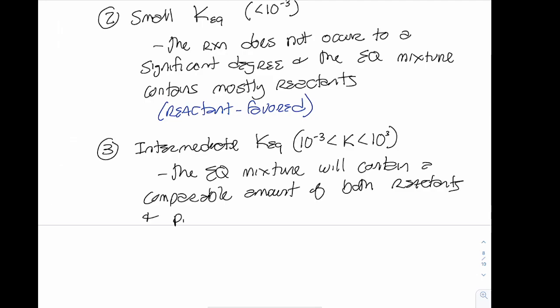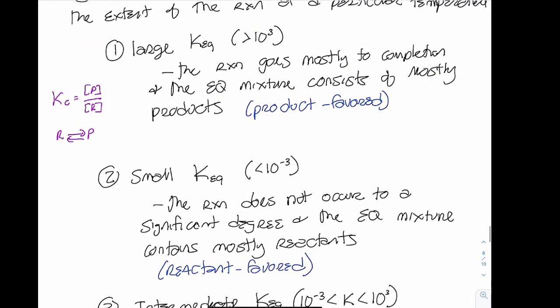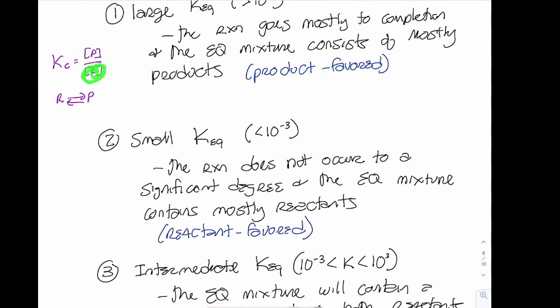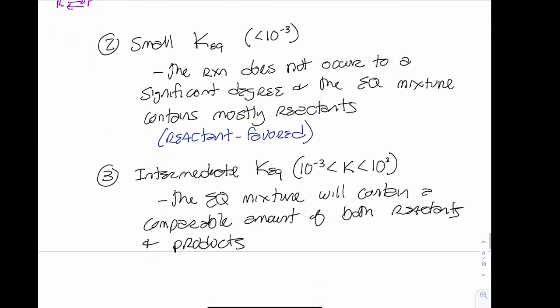And products. Comparable, appreciable, I use both of those. Basically, we have both. You have reactants and you have products, one not much more than the other. So a comparable amount of both. So if it's large, let's go back and look at this. If it's a big number, this number on top is much bigger than the number on the bottom, so mostly products. If it's small, right, this number on the bottom is larger, so mostly reactants. And then if it's in between there, these two numbers are closer to each other. One isn't much larger or much smaller than the other. So we have an appreciable amount of both.